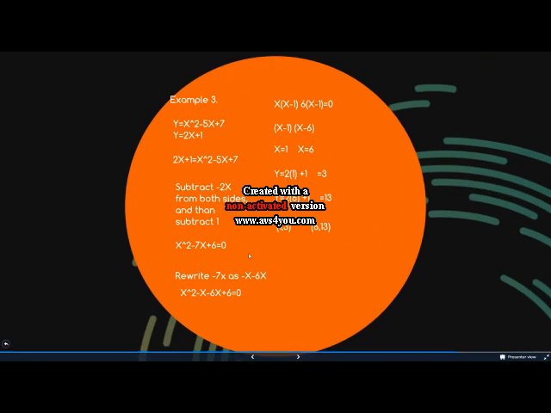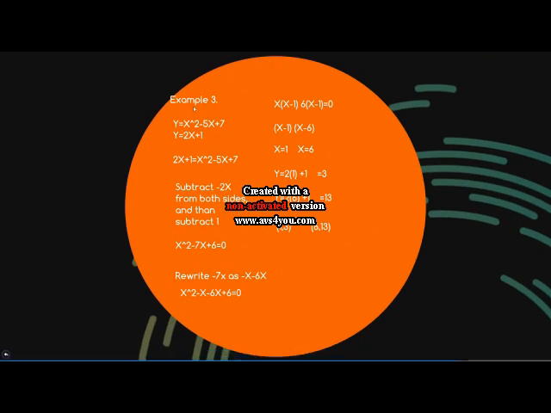With example 3, we have two equations: y equals x squared minus 5x plus 7 and y equals 2x plus 1. Again, what you want to do is set these two equations equal to each other. So 2x plus 1 equals x squared minus 5x plus 7. After this, you want to isolate this variable and bring it to this side of the equation.